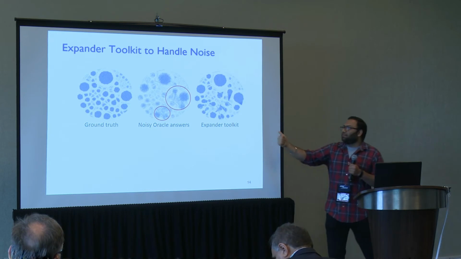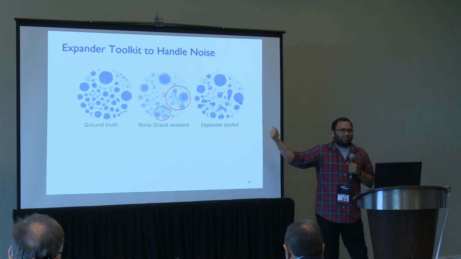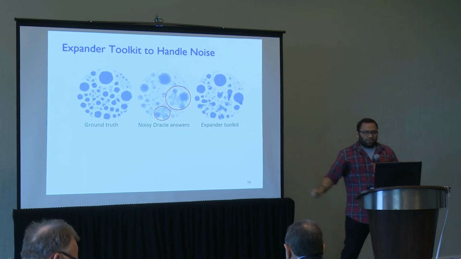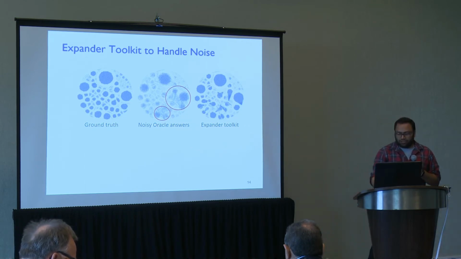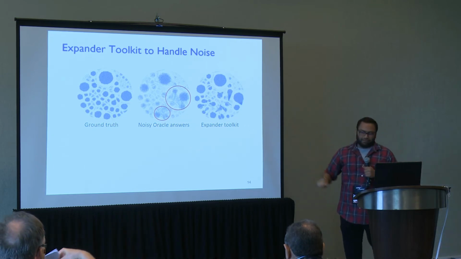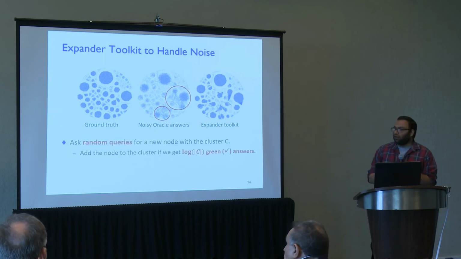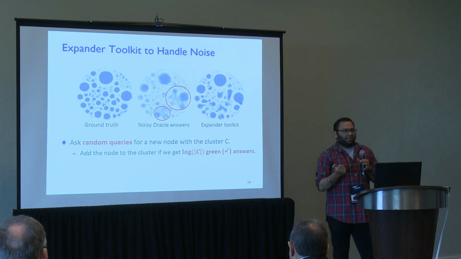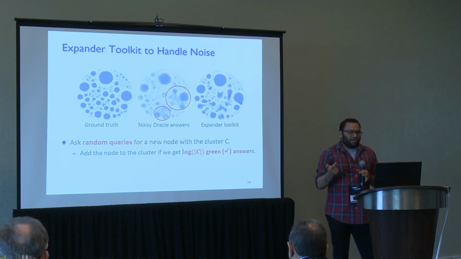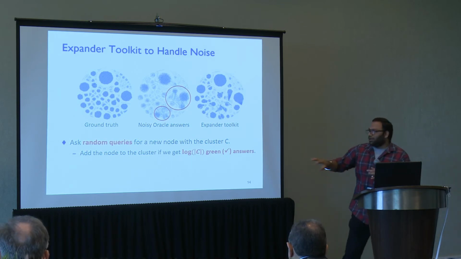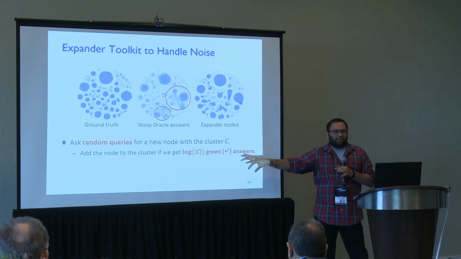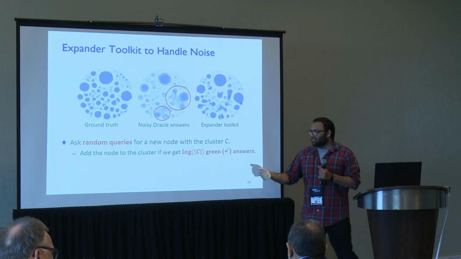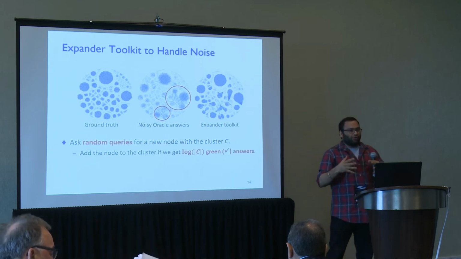But the third image shows the returned clusters by our algorithm after asking the answers of the second image. So what does our algorithm do that it clears out such a lot of mess? Our algorithm asks random pair queries with a cluster C when it tries to add a node to a particular cluster. And if it gets a logarithmic number of green edges with respect to that cluster, the node is added to that cluster. But as you can see, the cluster is going to grow as you add nodes.